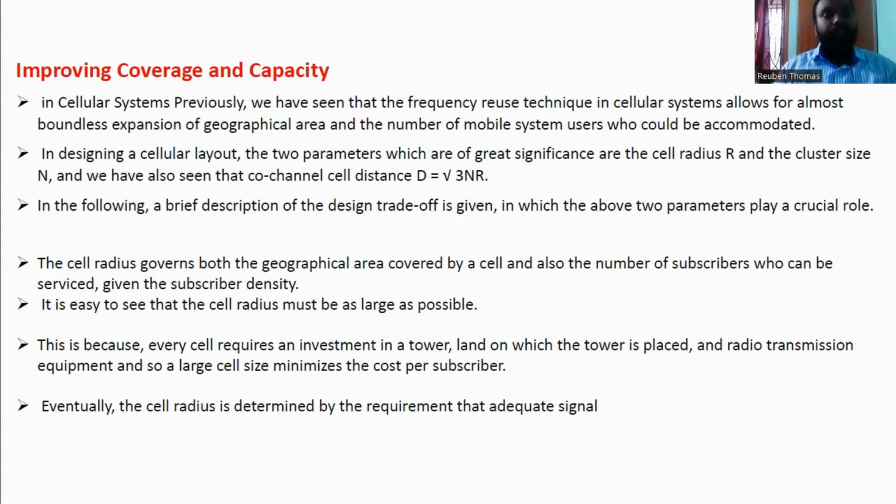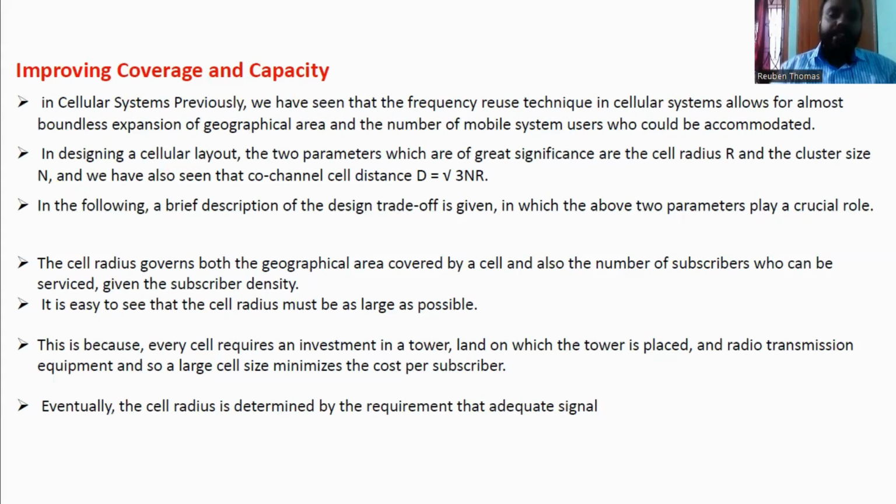The following is a brief discussion of the design trade-off, as the above two parameters play a crucial role. The cell radius governs both the geographical area covered by a cell and the number of subscribers who can be serviced, given the subscriber density. It is easy to see that the cell radius must be as large as possible. This is because every cell requires an investment in the tower, the land on which the tower is placed, and radio transmission equipment, and so a large cell size minimizes the cost per subscriber.